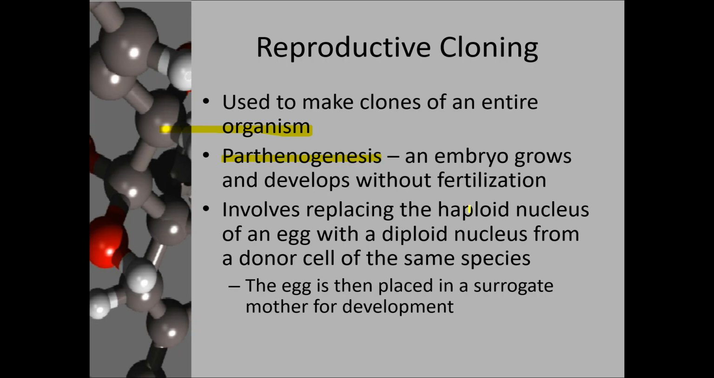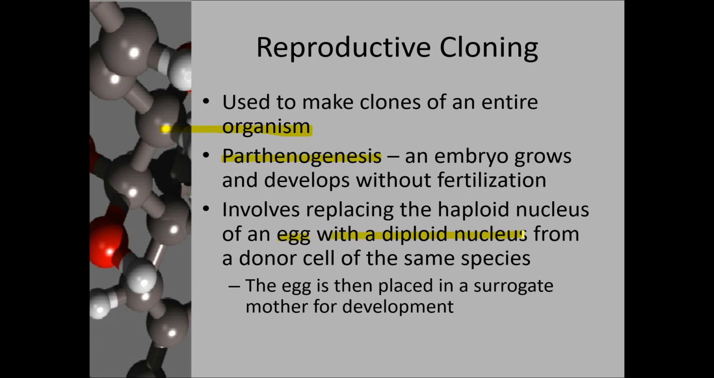And so essentially what you do is you take an egg, an egg cell. Now, normally an egg cell would be haploid. It would have a half set of chromosomes from the mother. And so what you do is you take that egg and you remove the nucleus. So you just take the nucleus out completely and you replace it with a diploid nucleus.